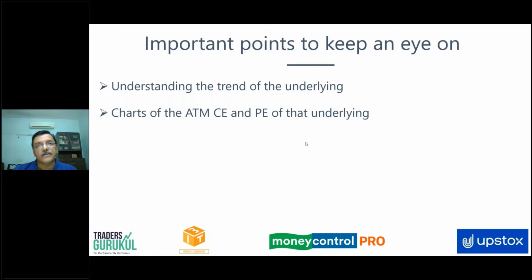The argument given is the 7,000 call is too expensive. It is 300 rupees, whereas the 7,400 call is only 50 rupees. So I'm taking a chance, and 50 rupees is just 5,000 rupees, because Maruti lot size is 100. I'm just taking a chance. But the sentence which says I'm taking a chance is gambling. Let me put it bluntly. If you want to gamble, then go ahead, buy OTM options.